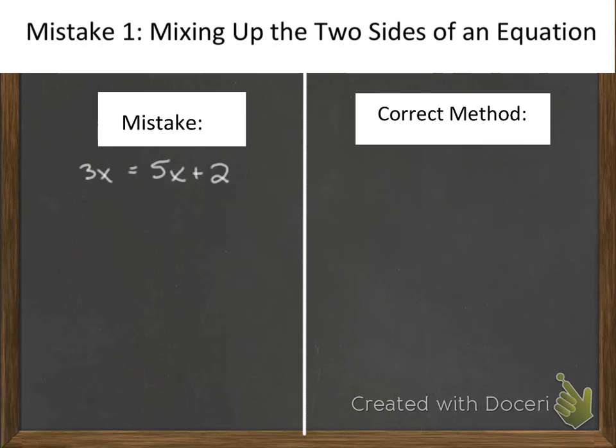Let's begin. Mistake number 1 is mixing up the two sides of an equation. Here I have the equation 3x equals 5x plus 2. If you would like, you can pause this video and see how you would solve it. First, I'm going to show you the mistake way of doing it, and then I will show you the correct method. Sometimes students might subtract 3x from both sides, and then they would have 2x equals 2, and then divide both sides by 2, and get x equals 1.